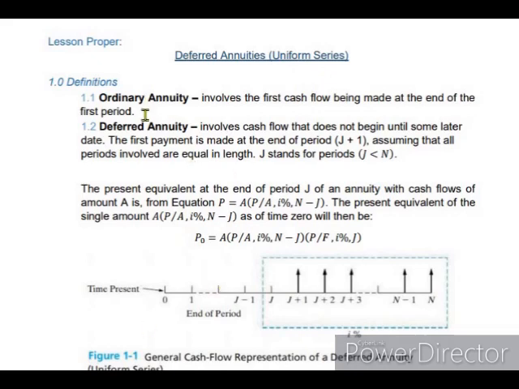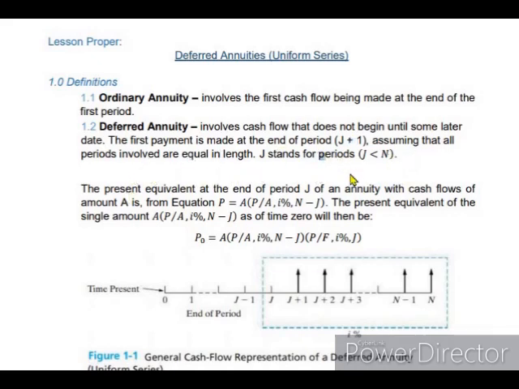So by definition, pag sinabi mong ordinary annuity, it involves the first cash flow being made at the end of the first period. So sinasama niya yung unang cash flow doon sa end ng first period. Pag deferred annuity naman, it involves cash flow that does not begin until some later date. So, meron ka pang some later date dito pag deferred. So, the first payment is made at the end of period J plus 1. So, magkakaroon ng plus, okay?